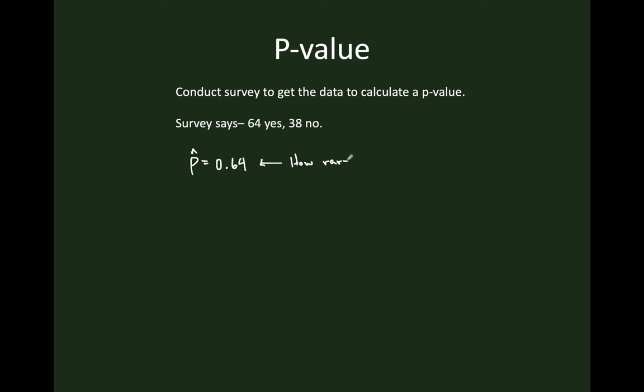So I want to think about how rare and unusual this sample value is if H naught is true. That's the definition of a p-value. That's what I'm going to calculate. That's what I want to know. And there are a couple of ways I can calculate this. One way is using a binomial distribution. And remember, the binomial distribution is built into the calculator.